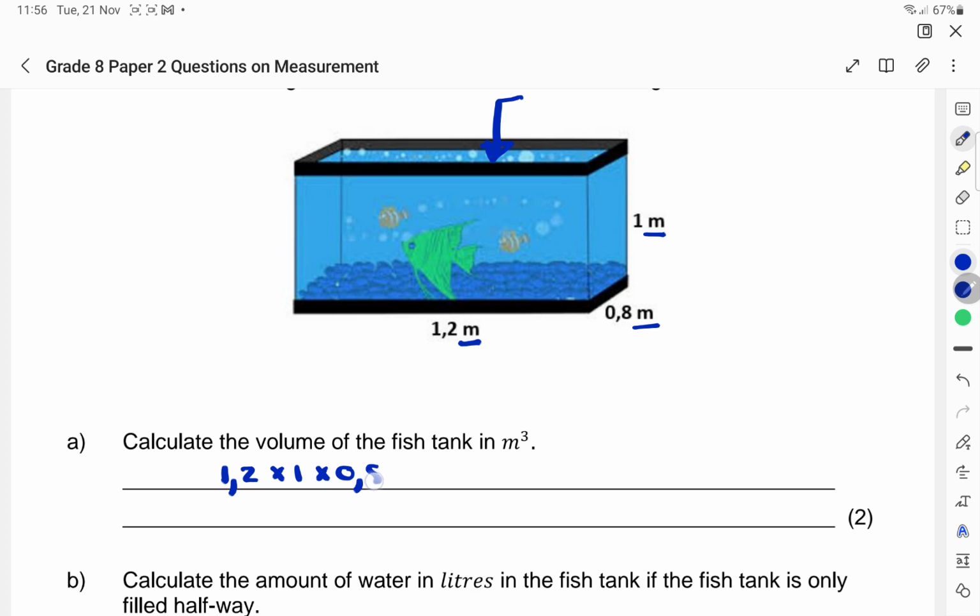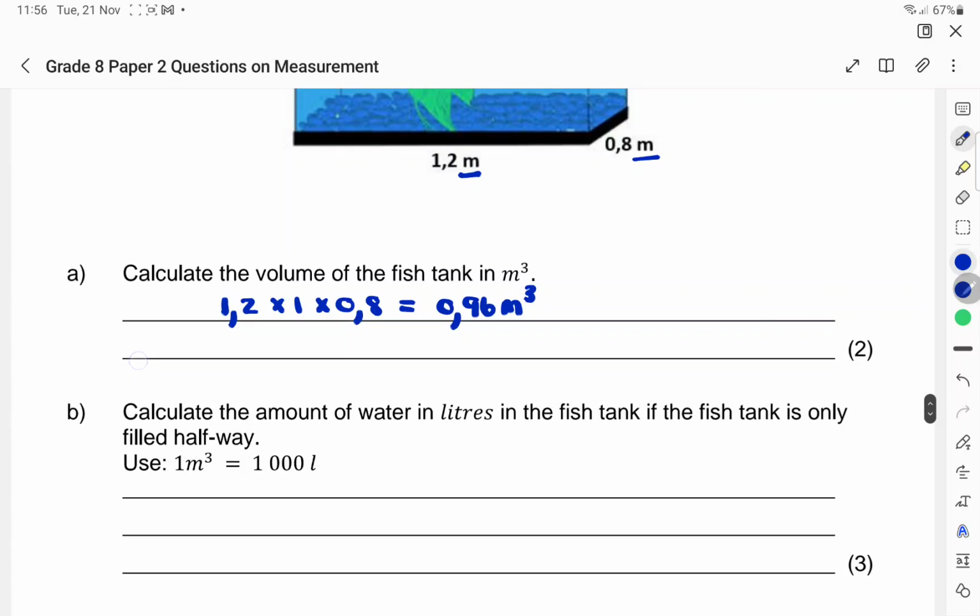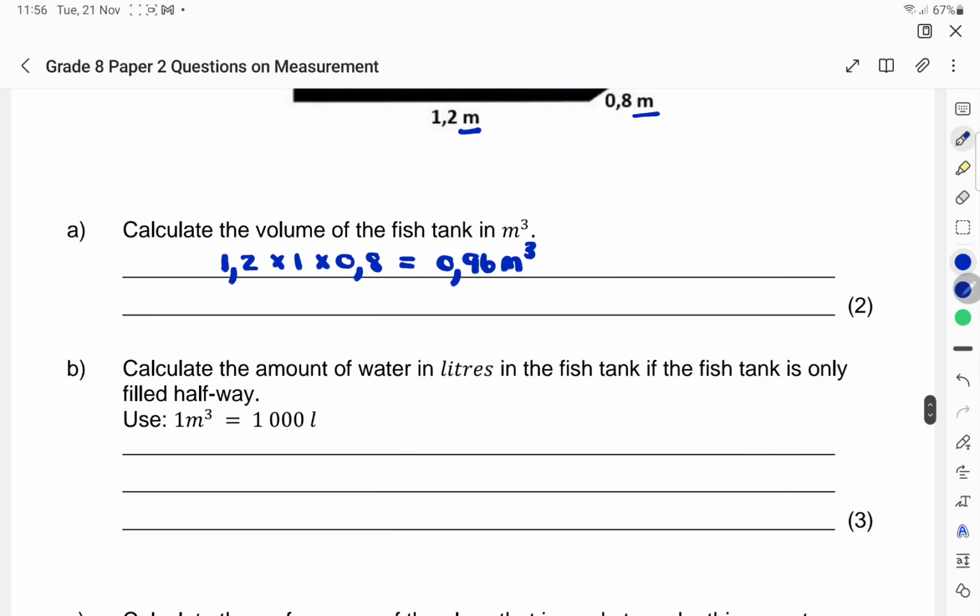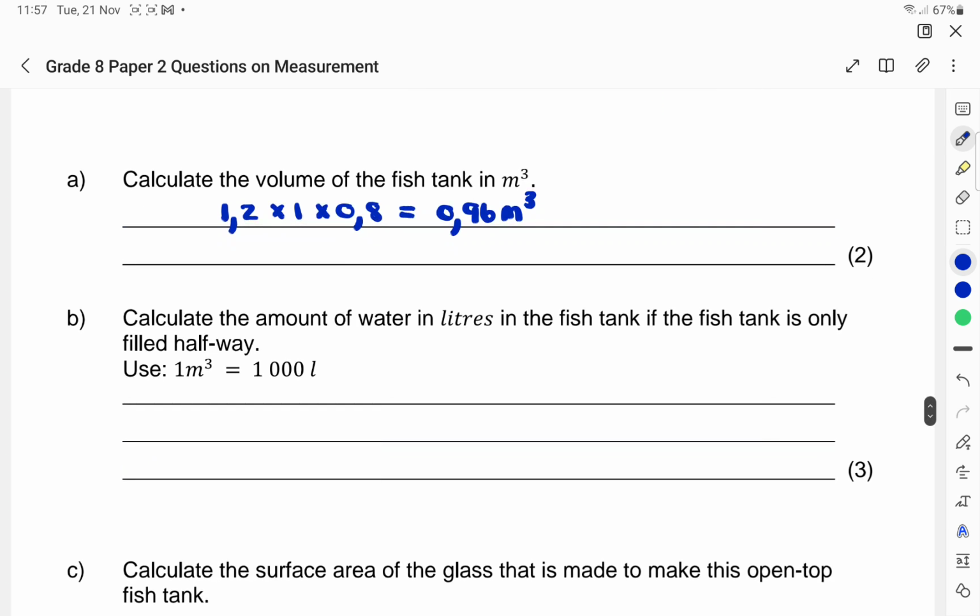It's length times breadth times height, which gives you 0.96 meters cubed. And now they say to calculate the amount of water in liters in the fish tank if the fish tank is only filled halfway. Okay, and then they say you can use that 1 meters cubed is 1,000 liters.